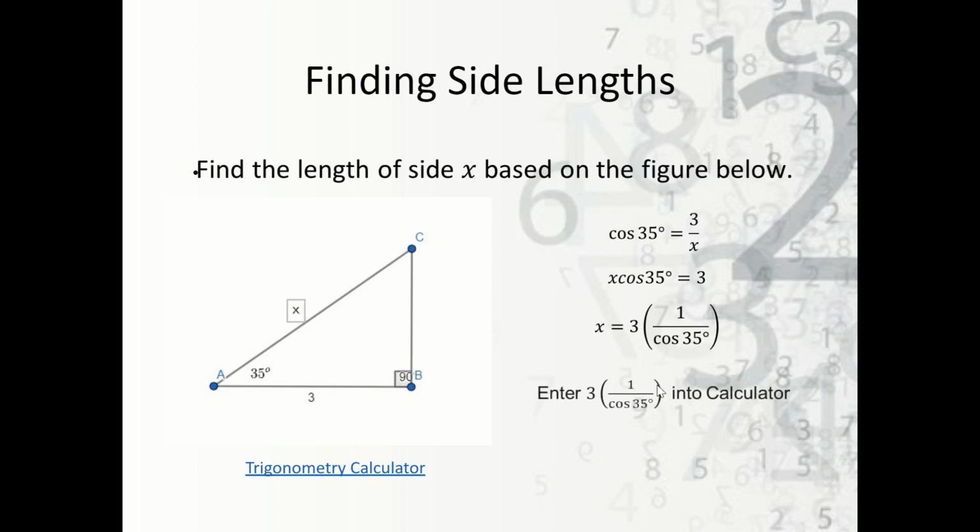Now we're going to just enter that into our calculator. The calculator link is here, so you can go ahead and click on that link. When you enter it into your calculator, you should see that 3 times 1 over cosine 35 degrees is equal to 3.66.